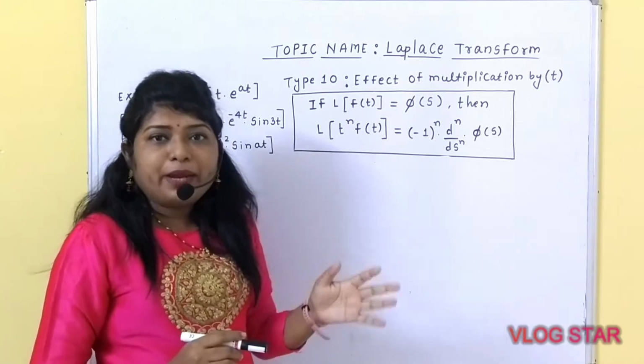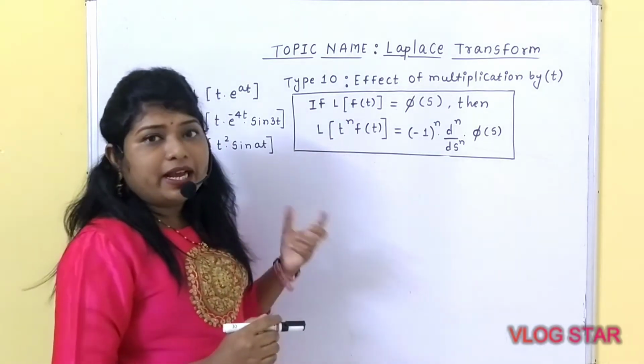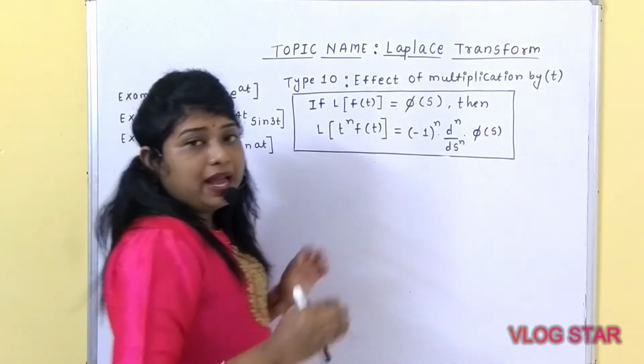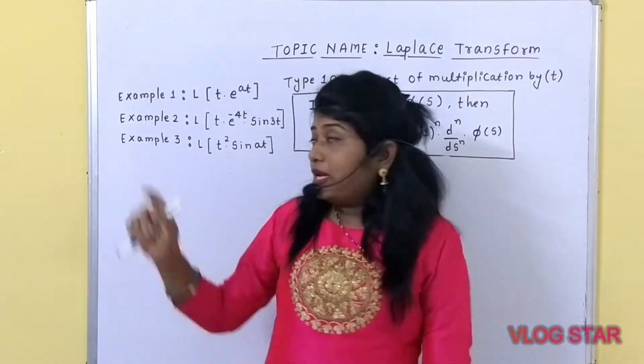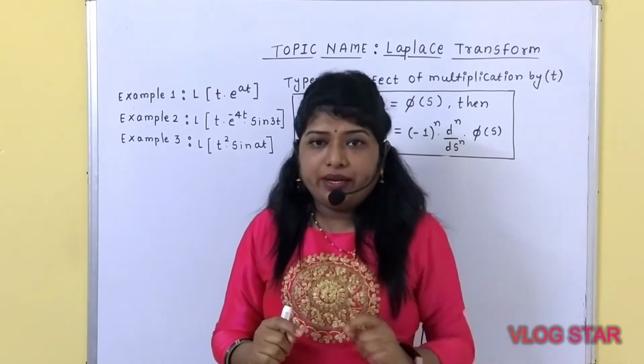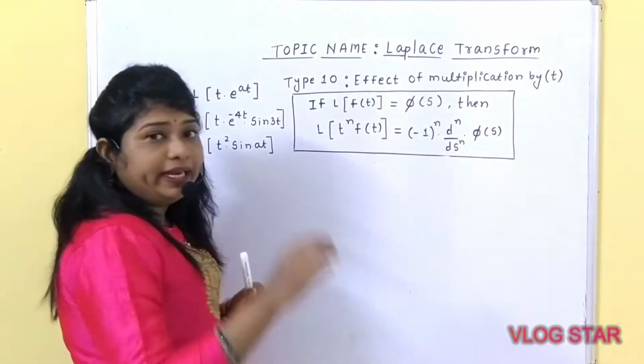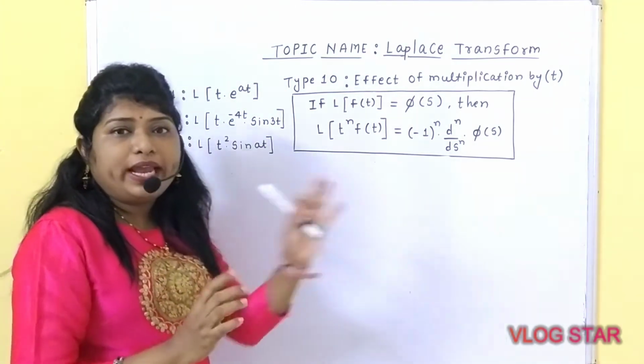To understand type number 10, let's consider one example. I have given 3 different examples. I'll explain you one by one. So let's begin with example number 1. What is given? Laplace of, inside the bracket, t into e raised to at.